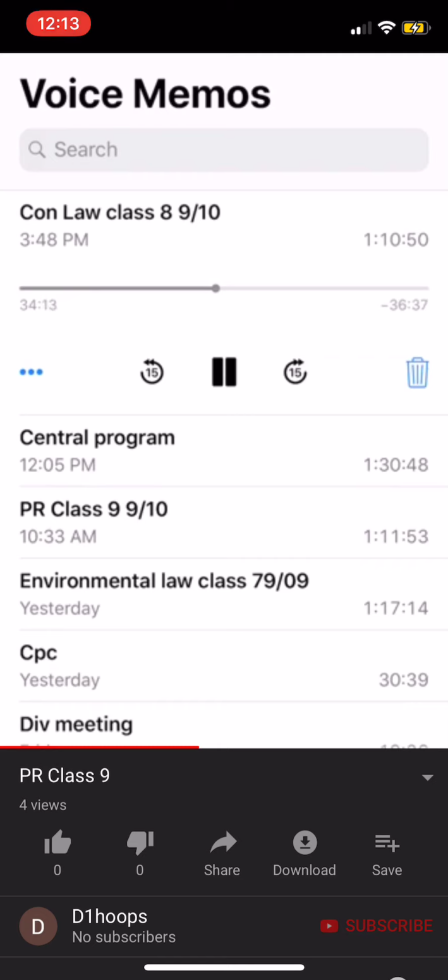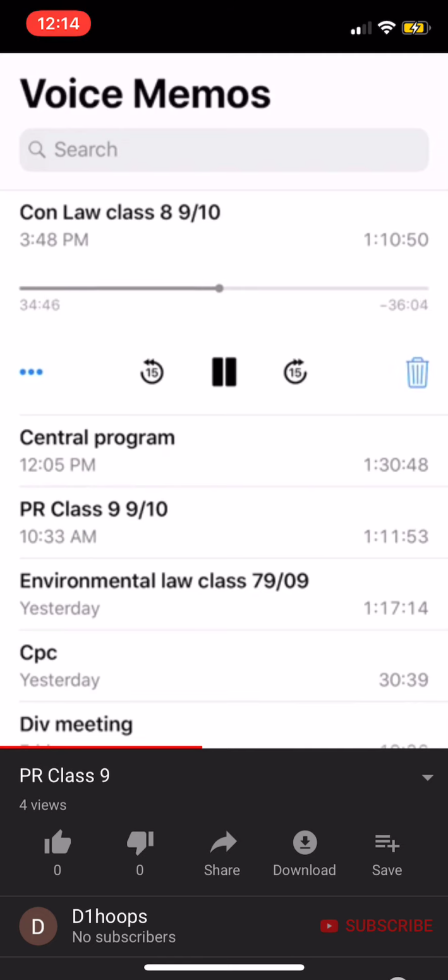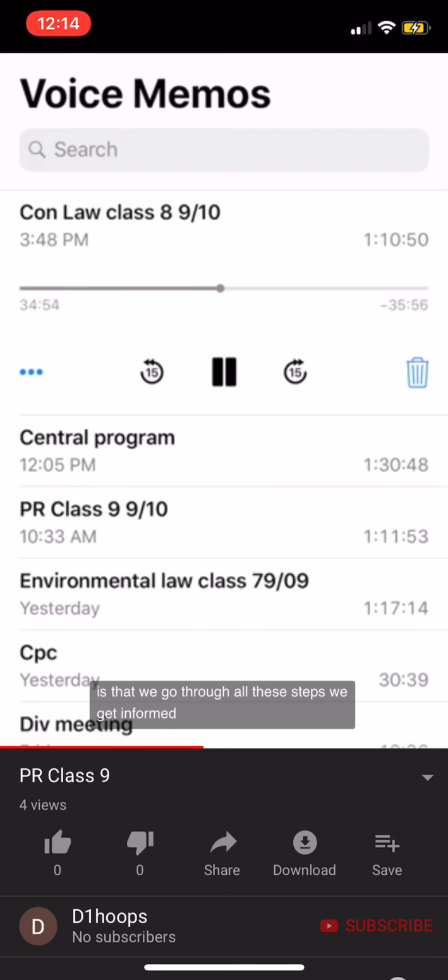So, should interests diverge, we might need an independent lawyer. So that's good. That's the kind of conversation that you want to have. So the answer to this first problem, 6.1 on page 269, is that we go through all these steps, we get informed consent, and we should be fine. We just have to anticipate conflicts on the horizon.